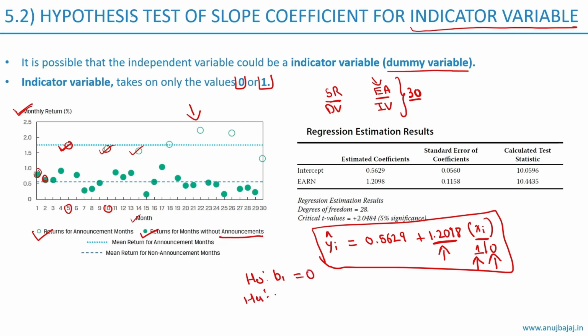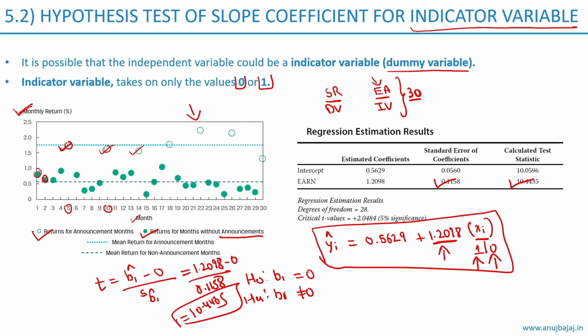Alternative hypothesis is population slope coefficient not equal to 0. The t-stat equals the sample slope coefficient minus the hypothesized value, which is 0, divided by the standard deviation of the slope coefficient, or the standard error of the slope coefficient. So the sample slope coefficient is 1.2098 minus 0, divided by the standard error of 0.1158, and the test stat that we get is 10.4435, which is already given in the table.